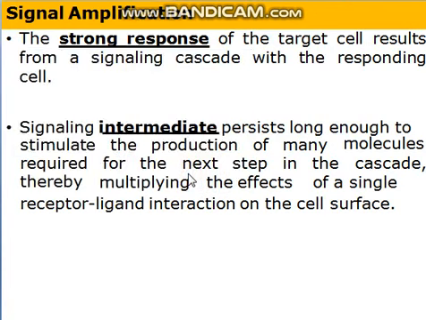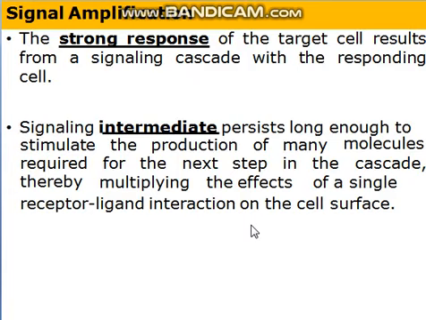So we were discussing signal amplification. It means that whenever there is signal transduction, signal amplification is an extremely important process, because the signaling intermediate persists long enough to stimulate the production of many molecules required for the next step in the cascade. That's why the multiplication of the effects of a single receptor-ligand interaction at the cell surface is huge.